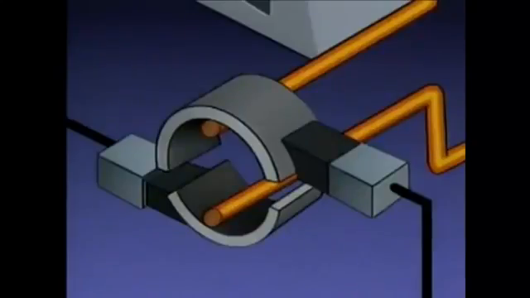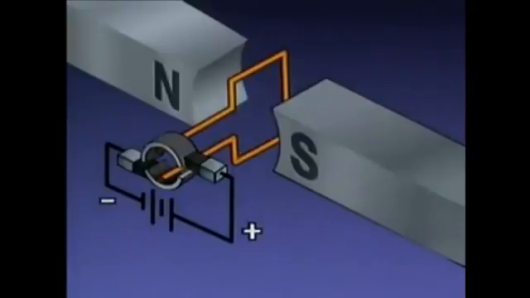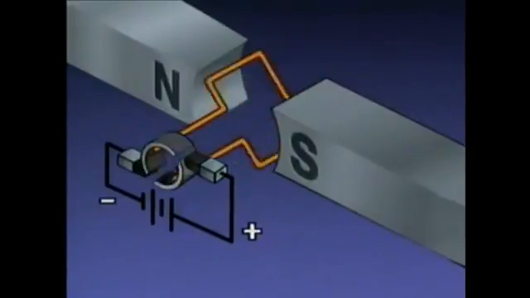However, the commutator has physically changed the direction in which the current flows through the armature. This change in direction changes the polarity of the magnetic field created by the armature. So the brushes and the commutator in a DC motor enable the armature to change its magnetic field, and as a result, the armature turns continuously.